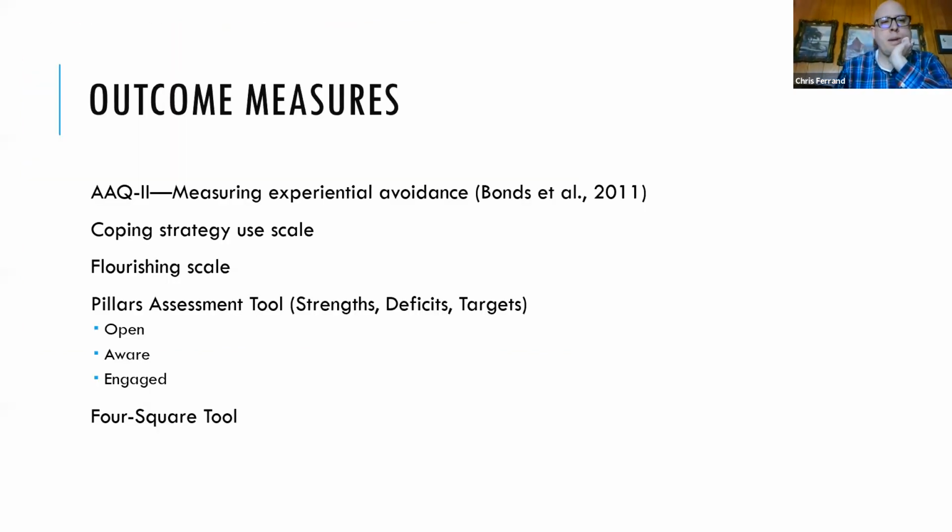Some of the outcome measures, I have saved in a file for you all. The AAQ measures experiential avoidance. There are some other interesting scales that measure not symptoms, but coping strategy use. From positive psychology, the flourishing scale. There are also some values-based questionnaires by Kelly Wilson. And there are a couple of assessment tools that you wouldn't give to your client or patient, but that can help you.